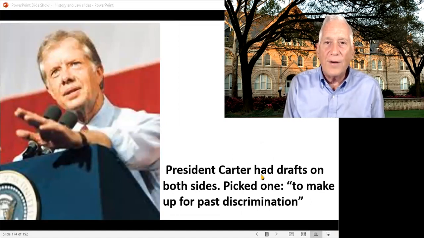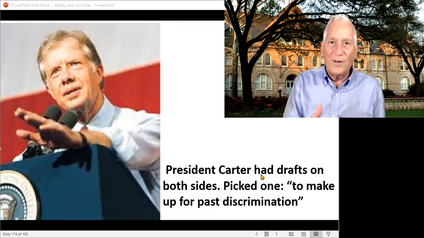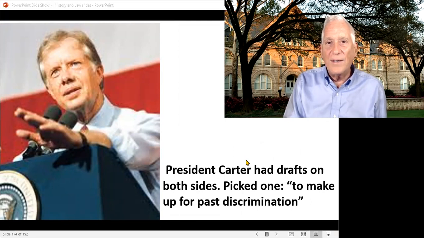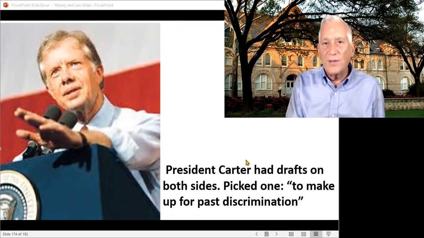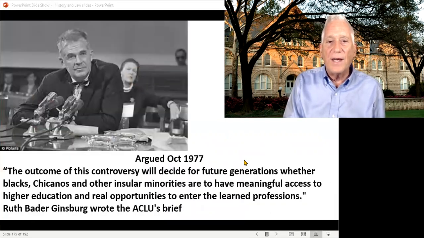President Carter, Democrat, was unsure at first which side the White House would come down on, which side the administration would come down on this issue. The administration is always, in important cases, supposed to argue its own side of the case or what it feels. And Carter had drafts both opposing affirmative action and supporting it. Finally, he picked a draft in which they supported affirmative action to make up for past discrimination. That was the reason they used, said that, yes, the law says you can't discriminate based on race, but if you do it to make up for past discrimination, that makes sense.